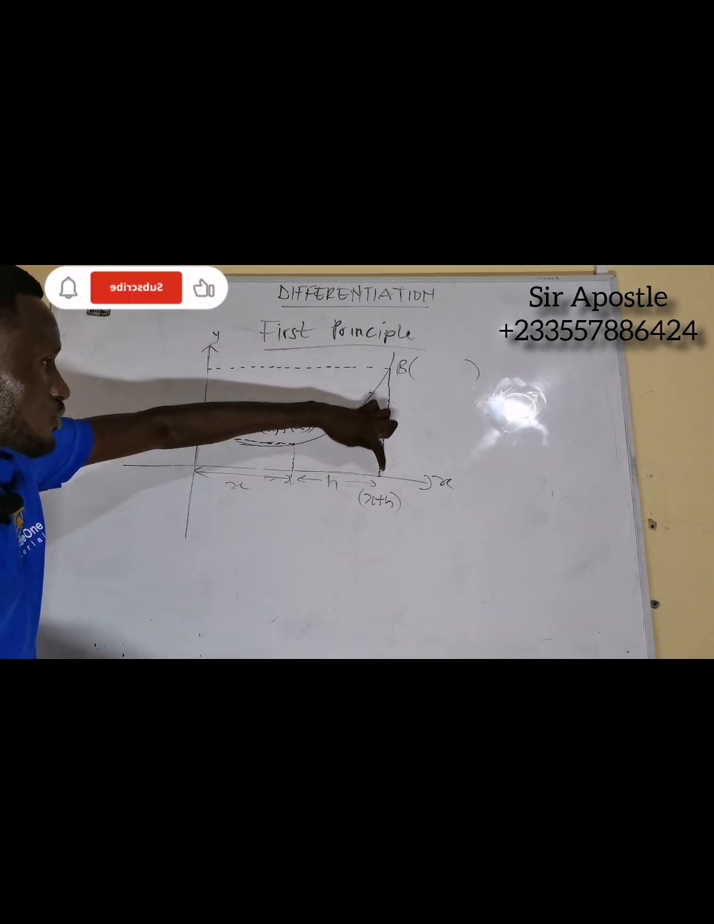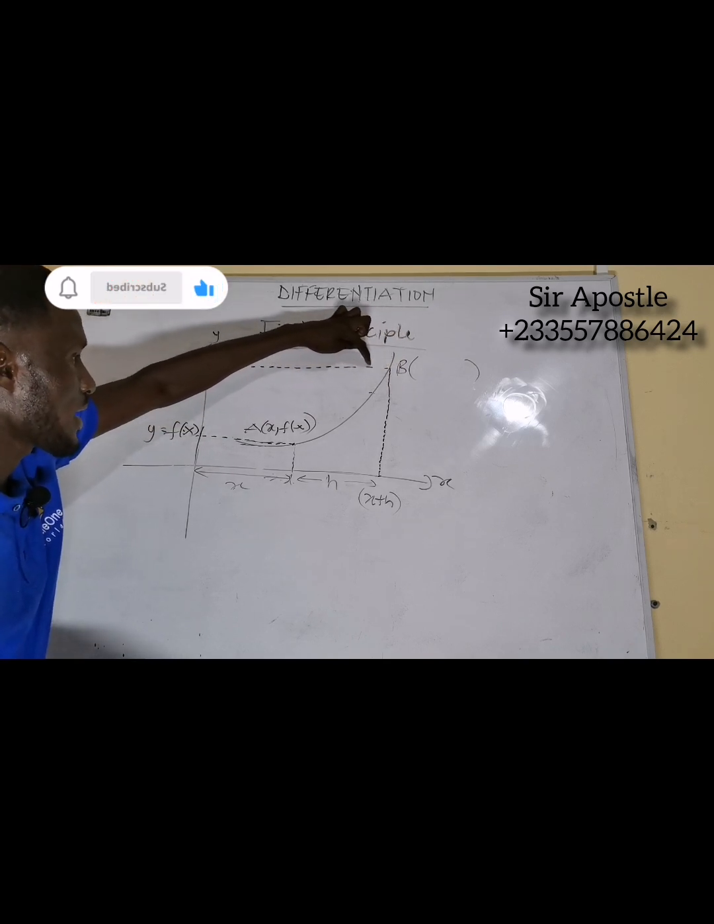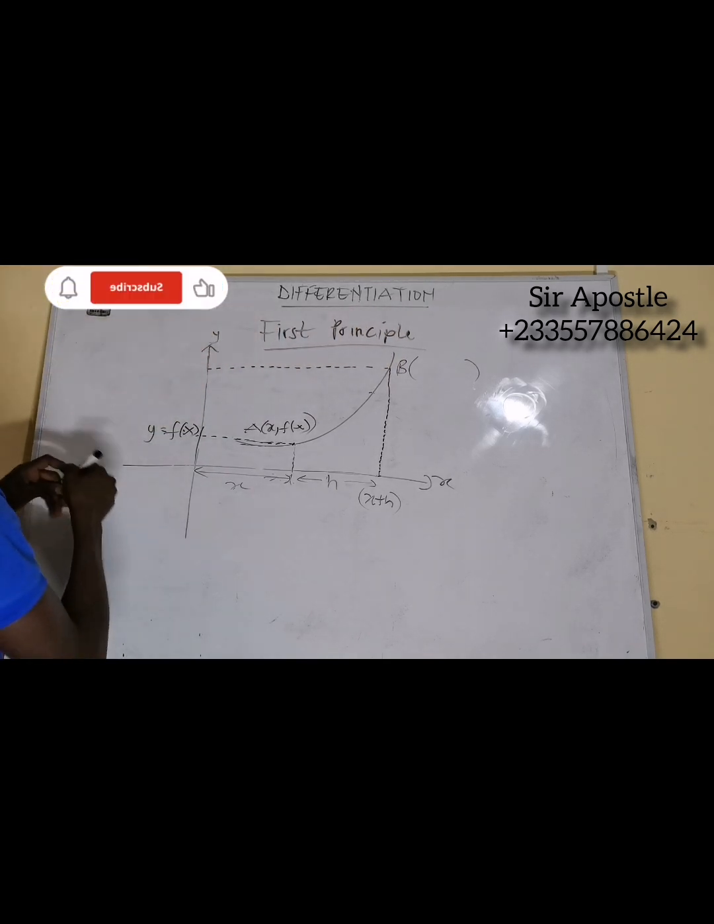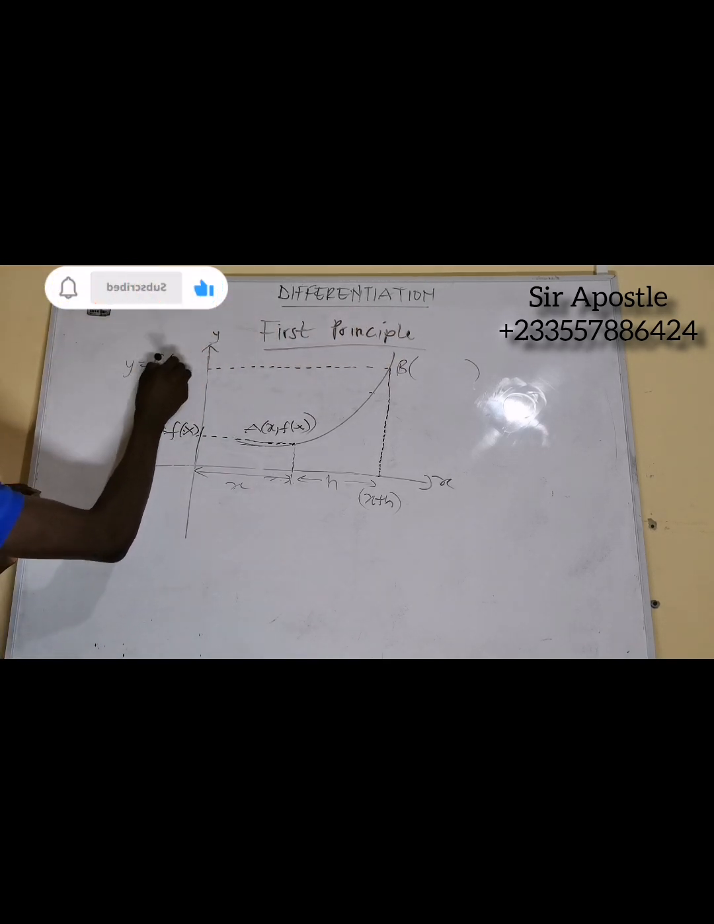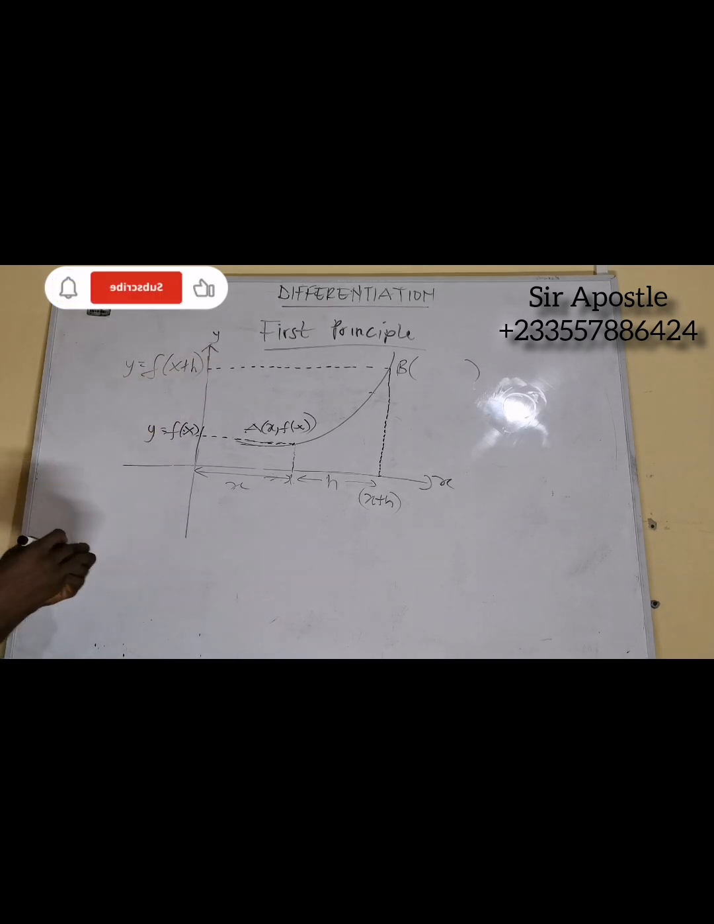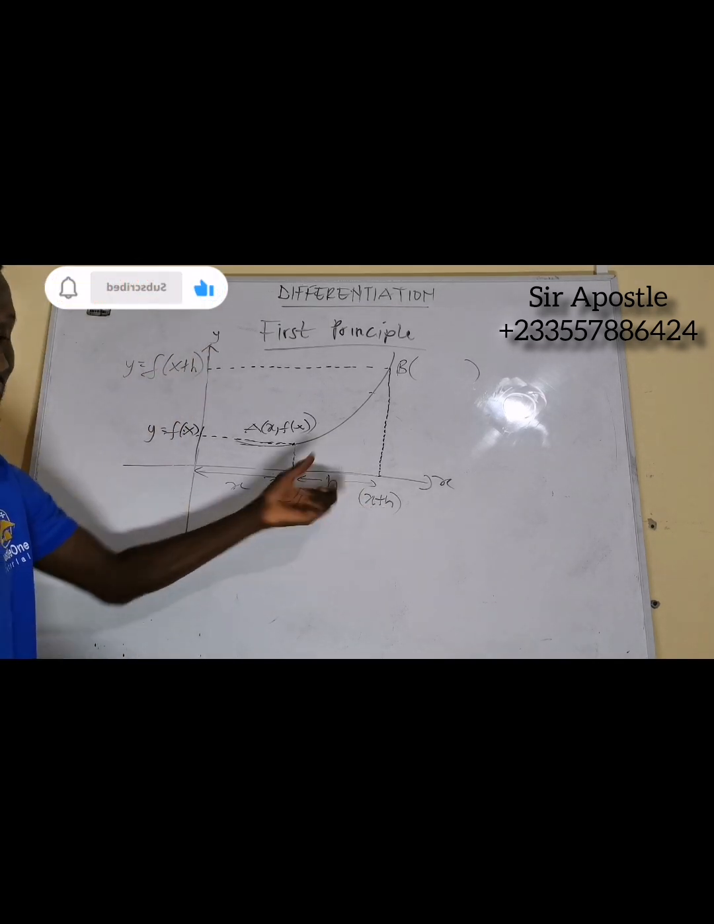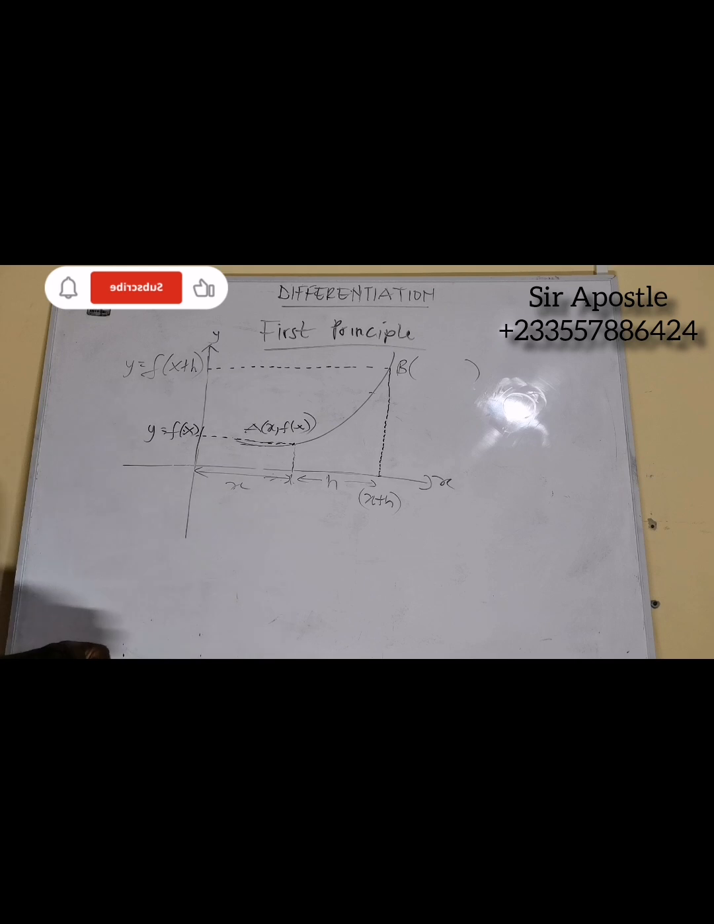Now what will be the corresponding y? The corresponding y here will be y is equal to f of x plus h. Why x plus h? Because the x value here is x plus h. You get it? I hope you are following. I can also write this one in a different way so that you understand.